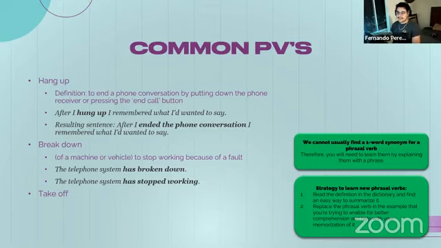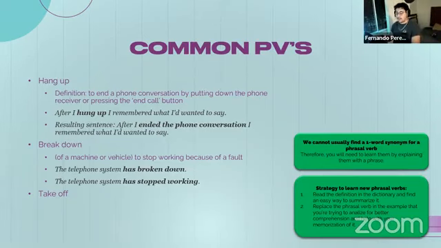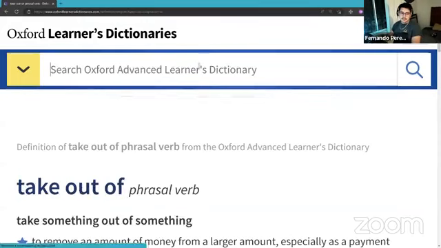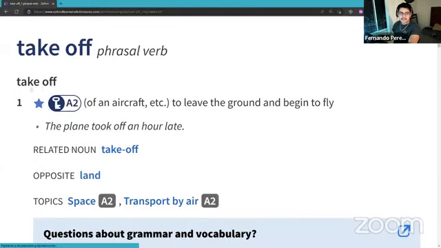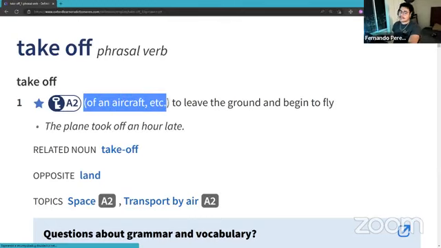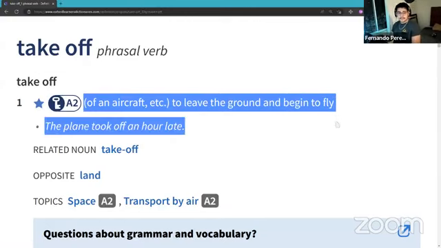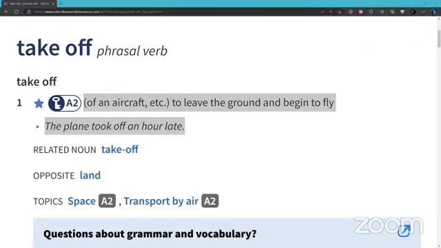Okay. Let's try with take off. Take off has two definitions. Let's check which one is the first one that the dictionary gives us. The dictionary gives us number one, of an aircraft, etc., to leave the ground and begin to fly. So it is only used for aircrafts. What is an aircraft? An airplane, a helicopter, a jet, etc.